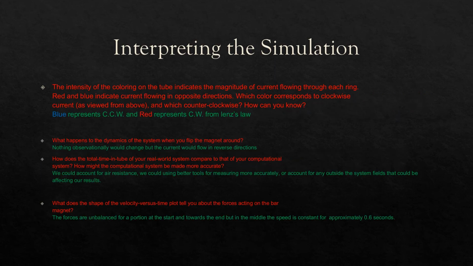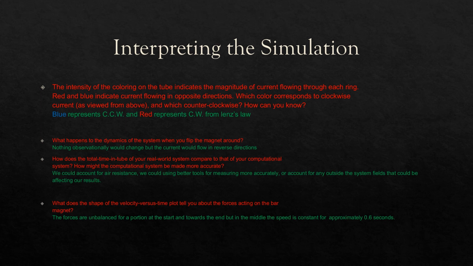Interpreting the simulation, the intensity of the coloring on the tube indicates the magnitude of the flow of the current flowing through each ring. Red and blue indicate current flowing in opposite directions. Which color corresponds to clockwise current as viewed from above, and which counterclockwise? How can you know? Blue represents counterclockwise and red represents clockwise from Lenz's law. What happens to the dynamics of the system when you flip the magnet around? Nothing observationally would change, but the current would flow in opposite directions.